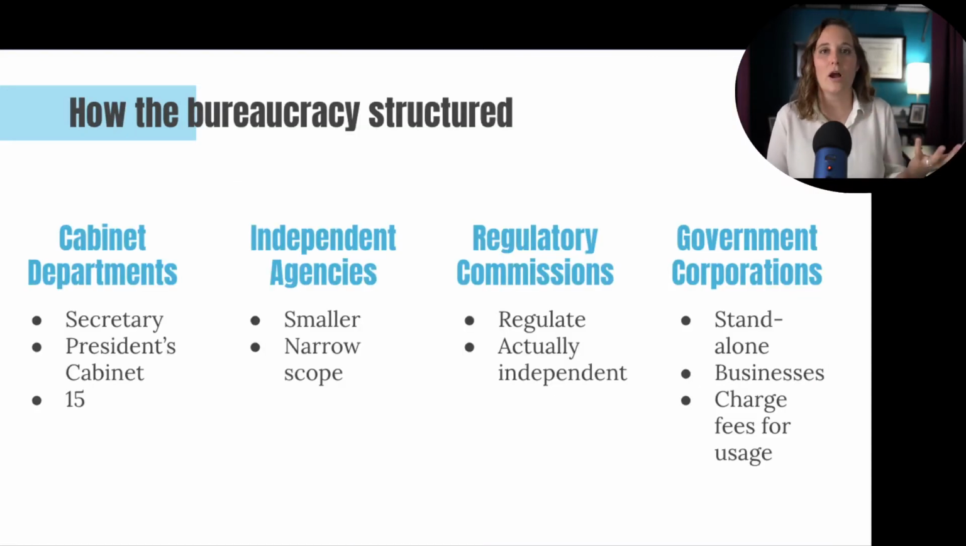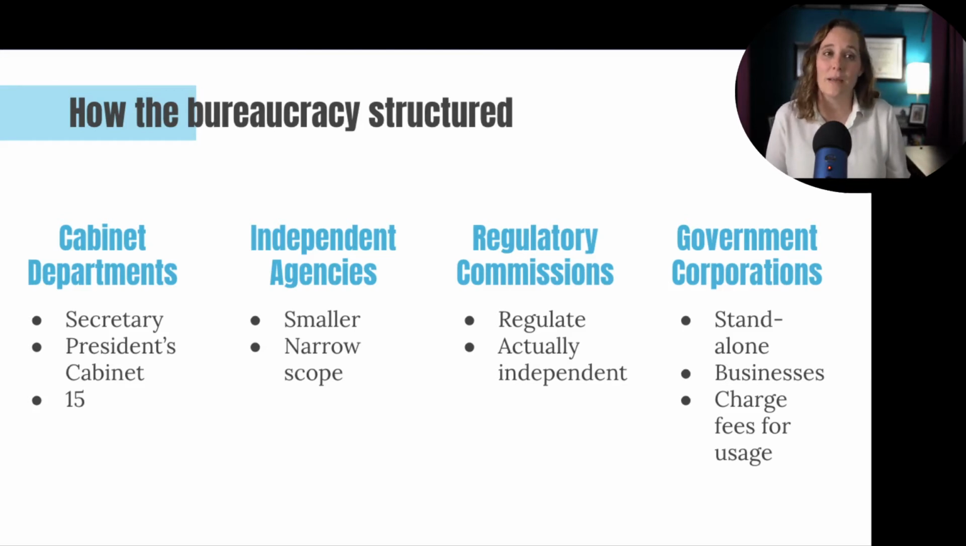So how is the bureaucracy structured? We're going to talk about 4 different units within the bureaucracy. The first are cabinet departments. Cabinet departments are headed by secretaries within the president's cabinet, and there are 15 total. Each cabinet department has a broadly defined special area of policy, and themselves are divided up into bureaus, divisions, and sections.